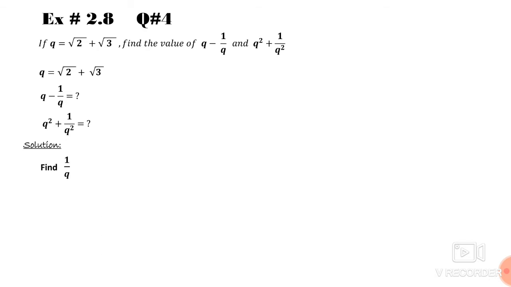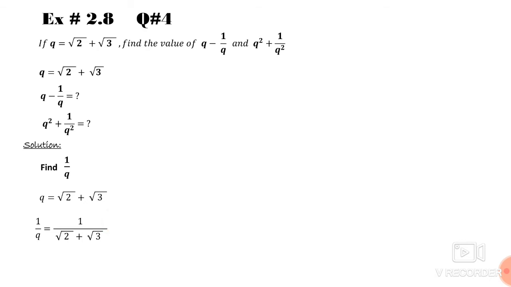To find 1 upon q, q is given to us, which is equal to square root 2 plus square root 3. To find 1 upon q, we will simply reciprocal it. q will become 1 upon q, and square root 2 plus root 3 will become 1 upon square root 2 plus root 3. This is our 1 upon q. Again, here the problem is that we have radical sign in the denominator. We cannot use it on this step. So we will rationalize it first and remove the radicals from the denominator.